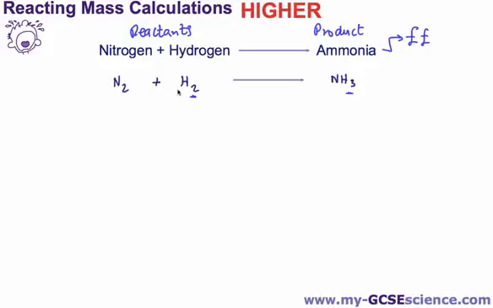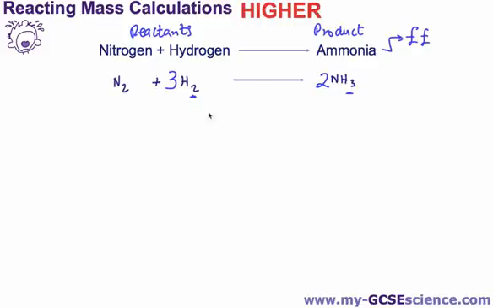So what we have to do is to balance this, and what we can do is just put a 3 there and a 2 there. And if you're not quite sure what I did there or how that worked, there is a video on balancing formula equations that you can look at. It is an important topic and you do need to be able to do it for this course. But for now, the important thing is to be able to do reacting mass calculations, so I've balanced it for you.